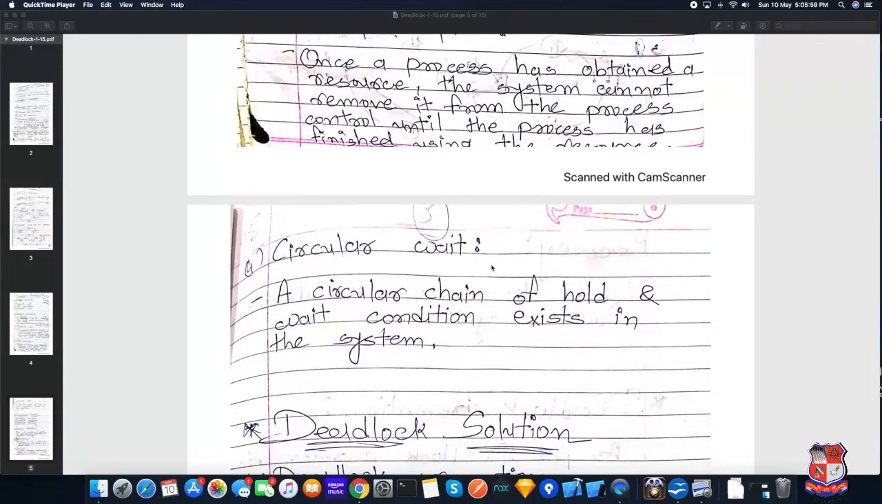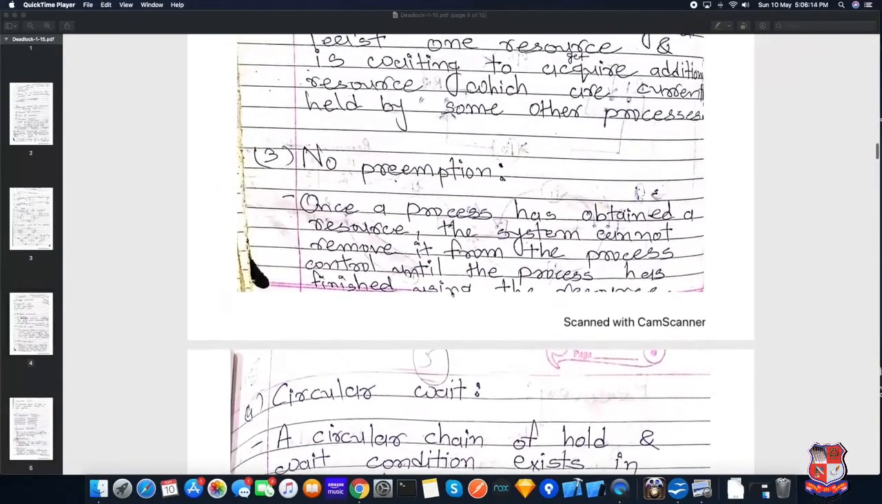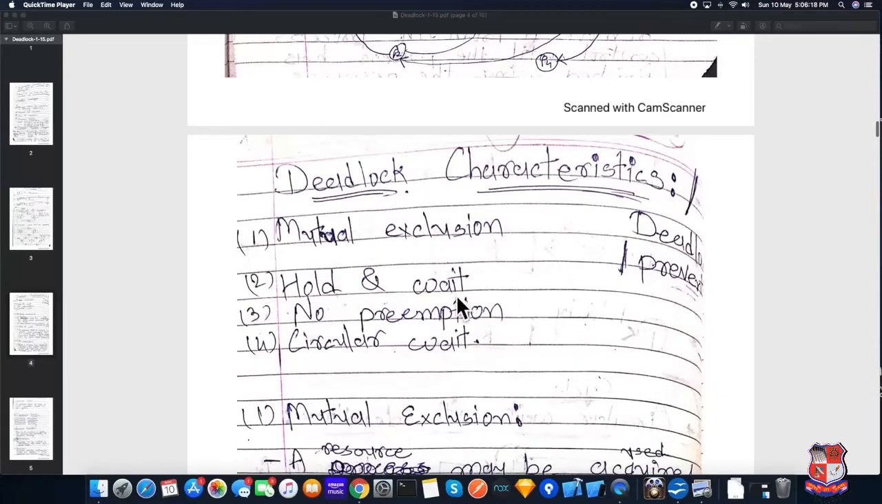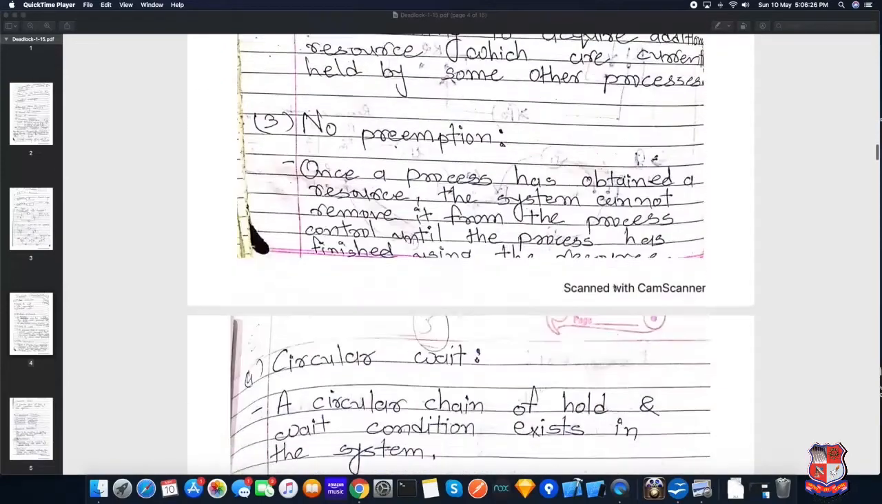And the fourth concept is circular wait. Circular wait means a circular chain of hold and wait conditions in the system. It is called circular wait. So these four are the concepts of deadlock prevention. So it is a possibility of the deadlock. It shows the possibility of deadlock, or the deadlock characteristics.